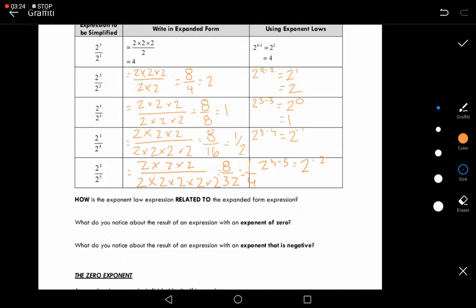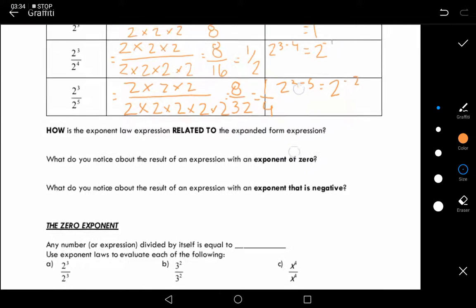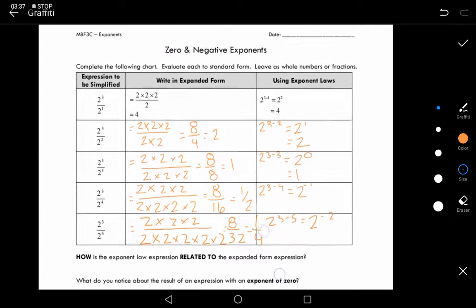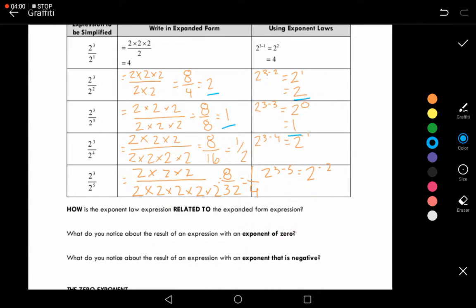Okay, awesome. So it says, how is the exponent law expression related to the expanded form expression? So the exponent law is the last column here, and saying how is it related to the expanded form? Well, this is pretty simple, right? We don't have to think too hard about this. Obviously, they're going to give us the same answer, whether we do the expanded form or the exponent form, right? We're getting the same answer regardless. So you don't really have to write anything there.